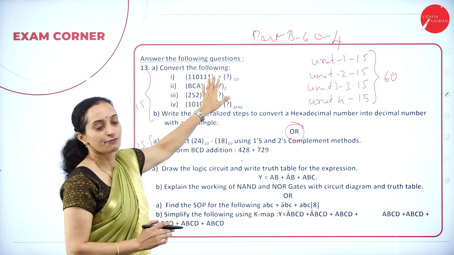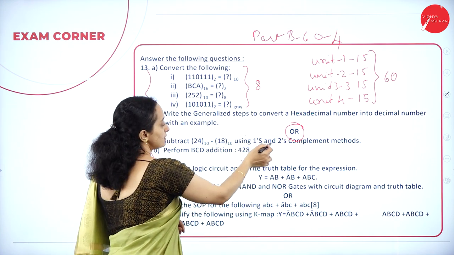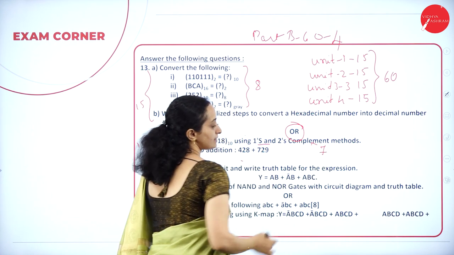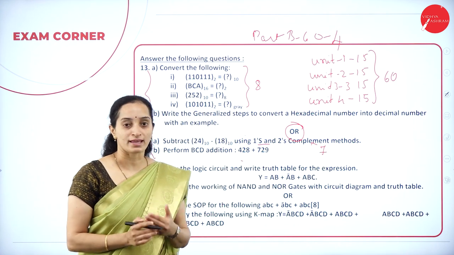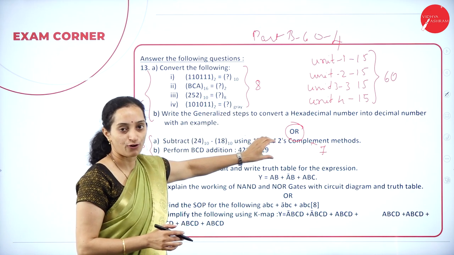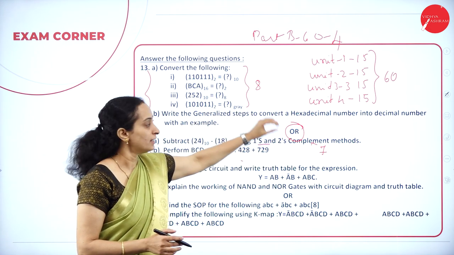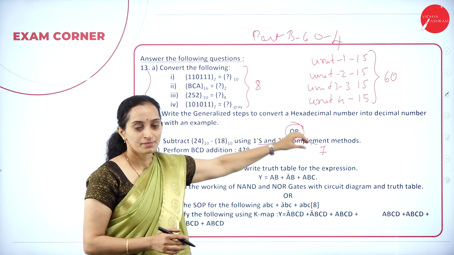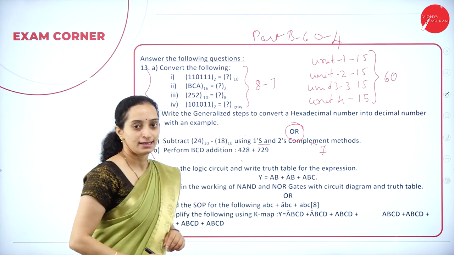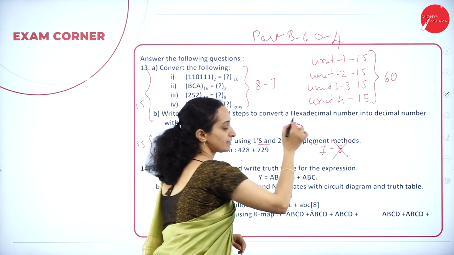Suppose you attend a question asked for 8 marks, and then another one asked for 7 marks, and you think 8 plus 7 gives you 15. That will be wrong. They will evaluate either this or this. The marks will be compared, and whichever is highest will be taken for the count. If you have got 7 out of 8 in this and 5 out of 7 in that question, they will skip the lower mark.